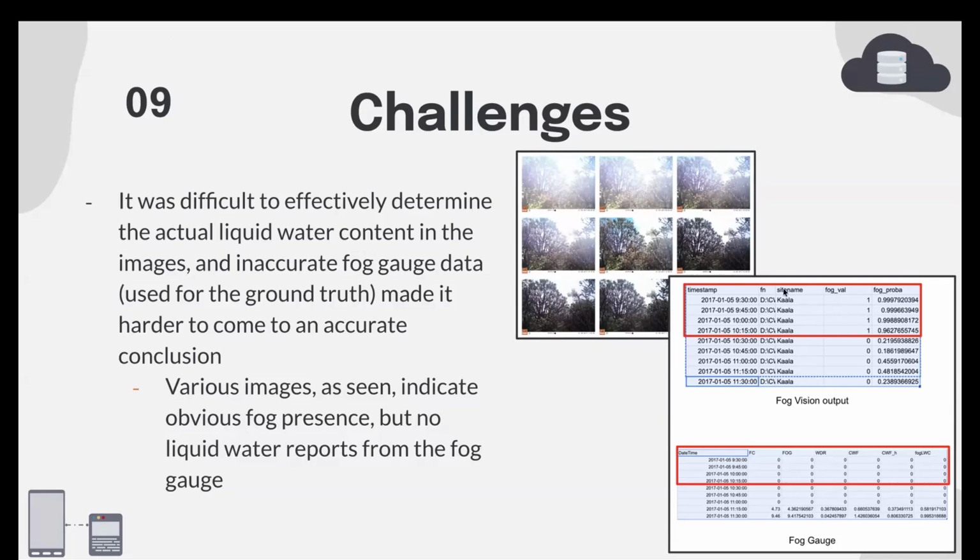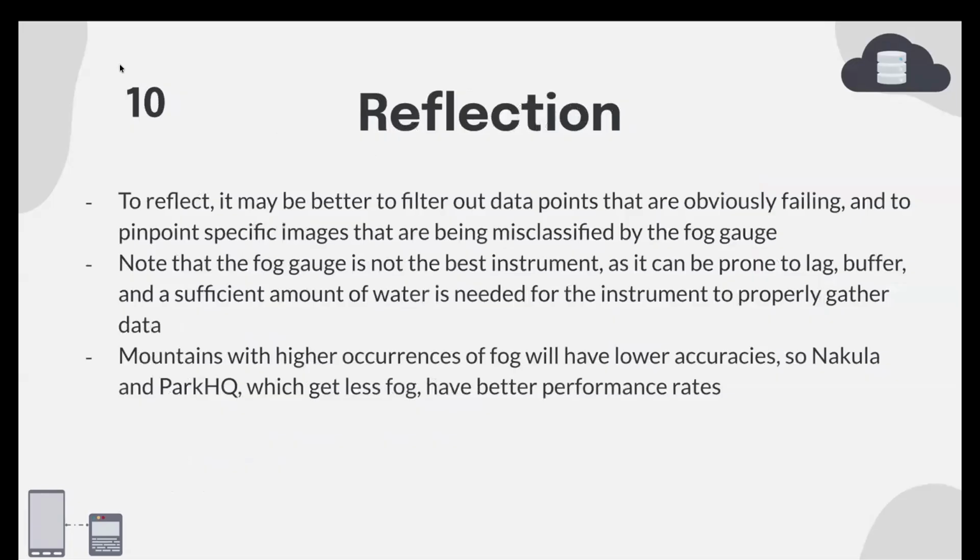So we can see here, there's high probability for the first hour, so the first 15 minutes, but then below that, the fog gauge reports nothing until the last 2 images, where the fog has already cleared up and the model reports no fog. So to reflect, it might be better to filter out data points that are obviously failing and to pinpoint specific images that are being misclassified.